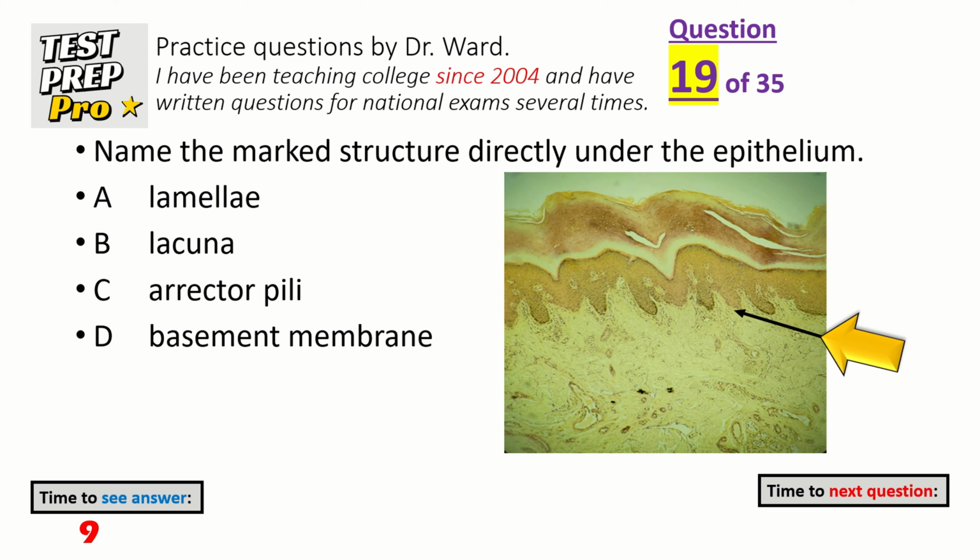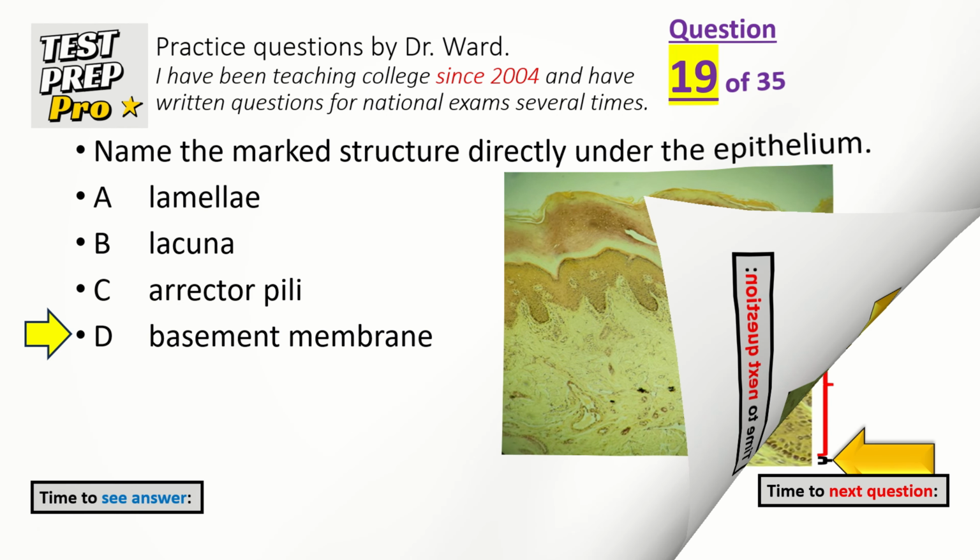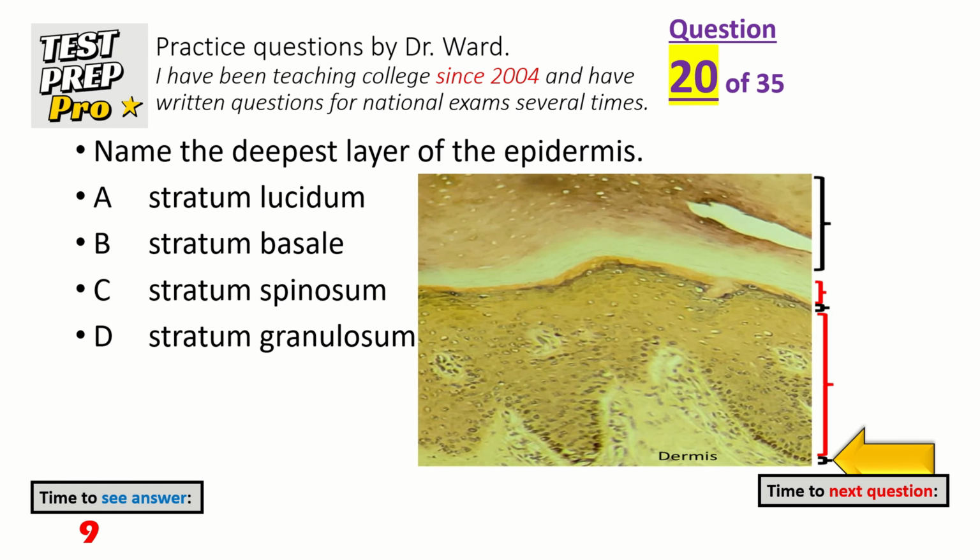Name the marked structure directly under the epithelium. It holds the epithelium down to deeper structures. Basement membrane. Name the deepest layer of the epidermis. Stratum basale. Great job. You're amazing. Keep it up.